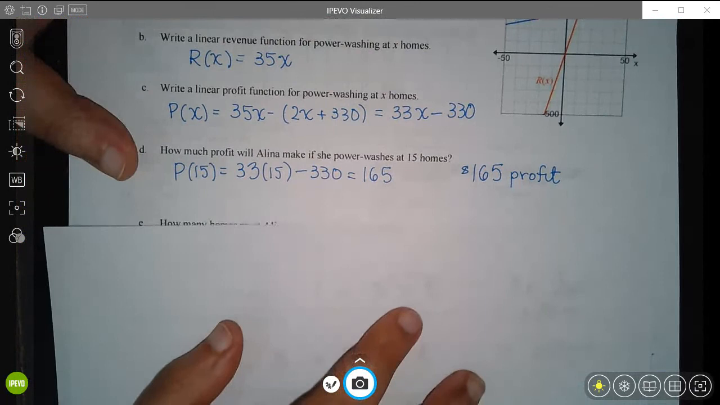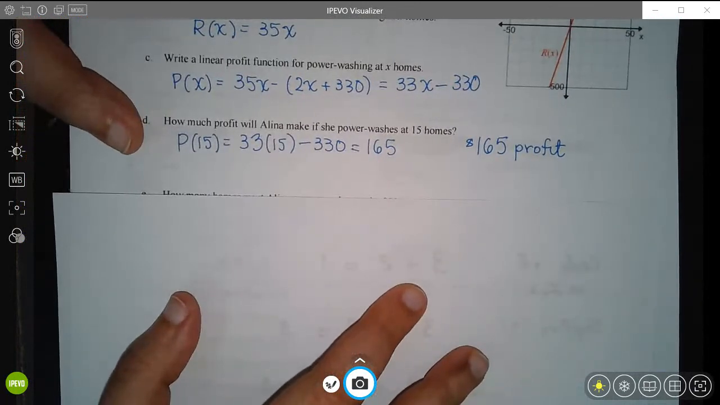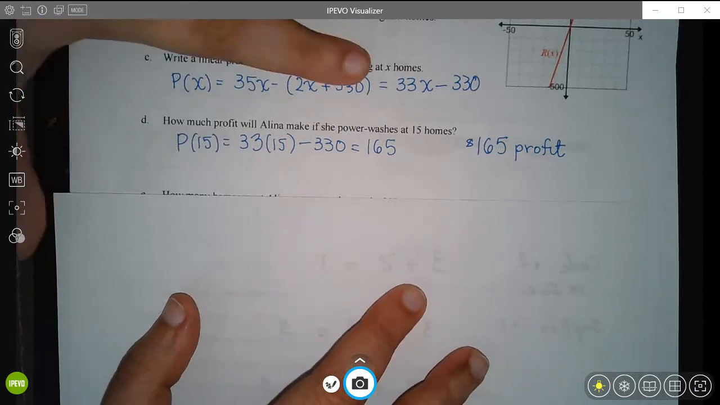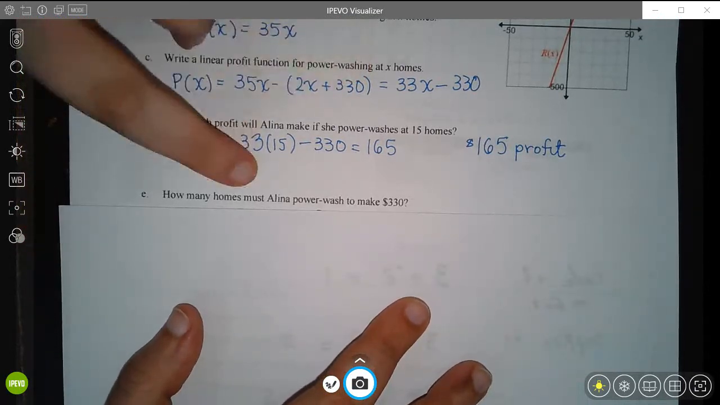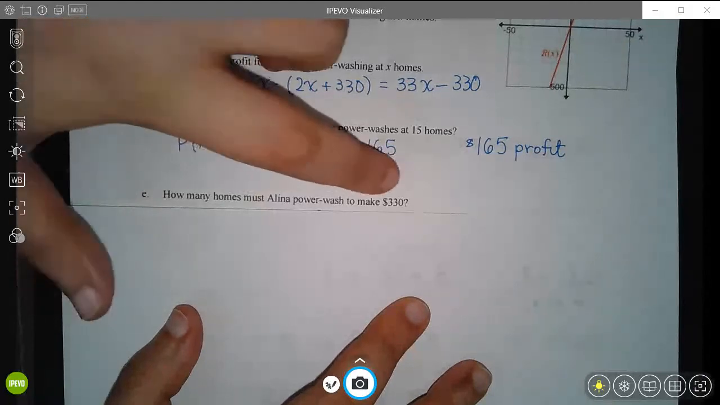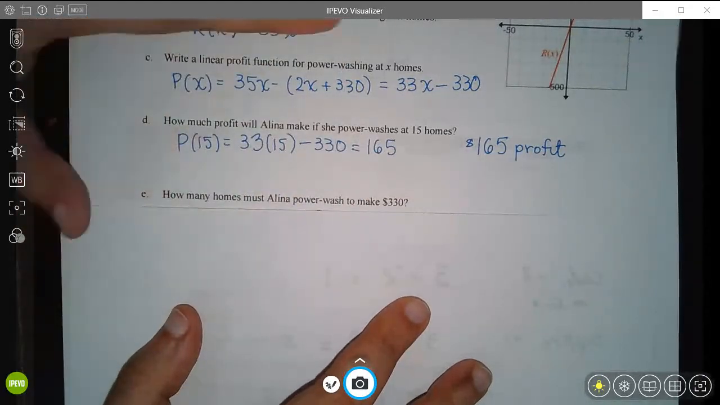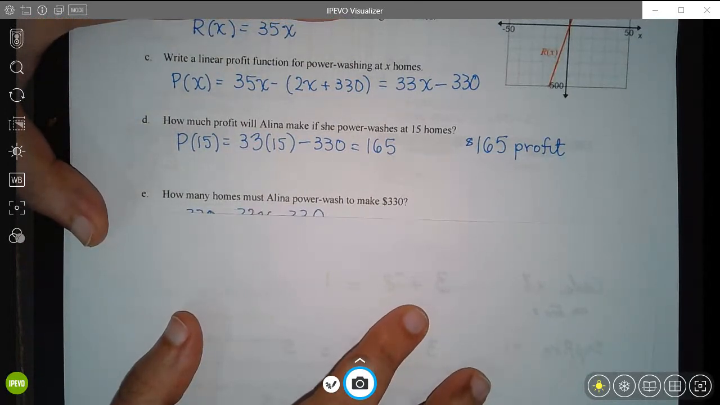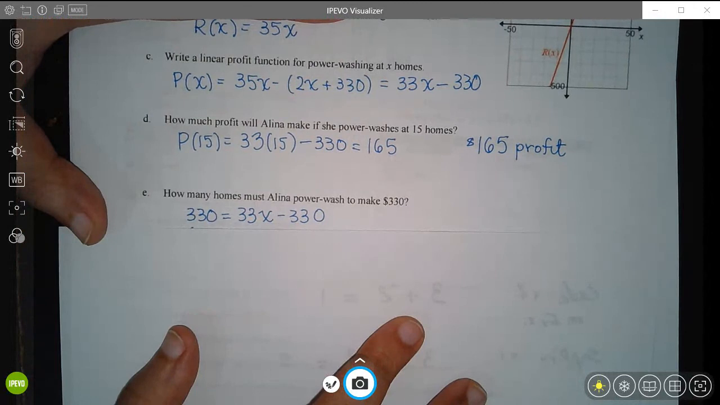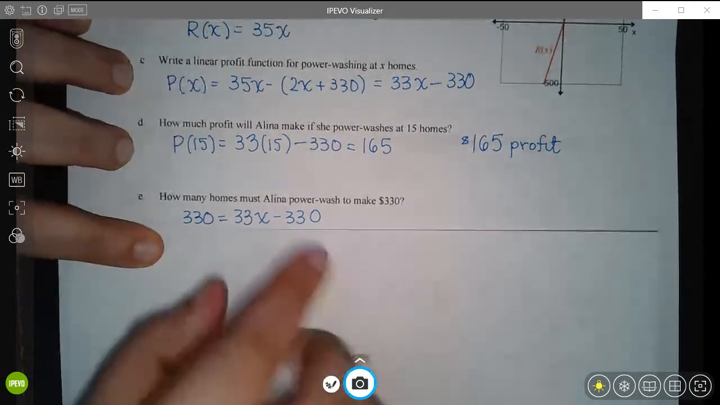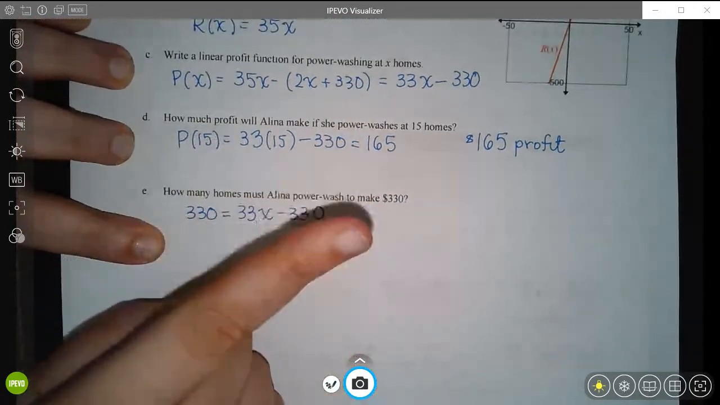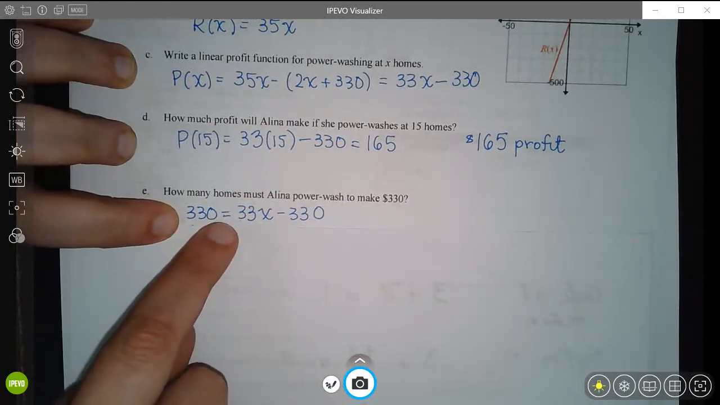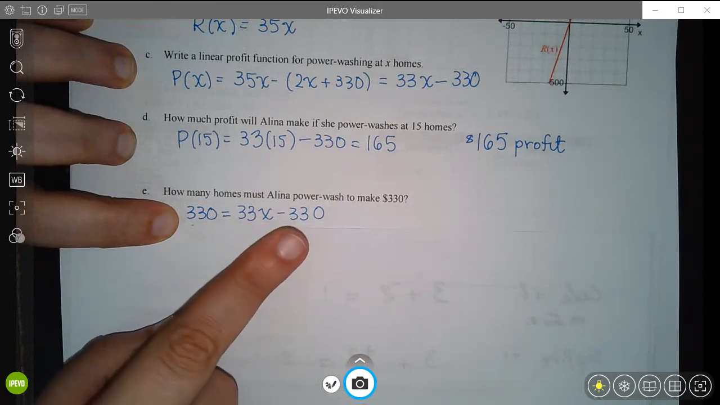Was that easy? Hard? So far so good? Yeah? All right, cool. One last part. How many homes must she wash to make 330? Right? So her profit needs to be 330. So again, this time, instead of giving you the x, I gave you the profit. So you plug it in here, and you say 330 equals 33x minus 330.